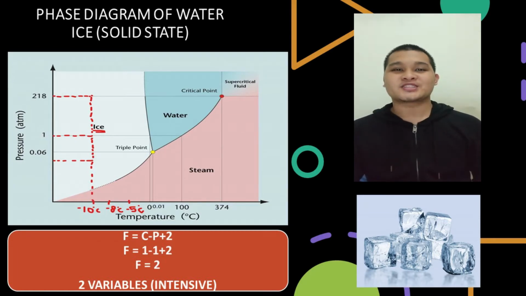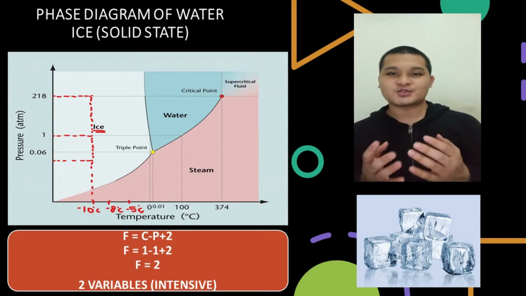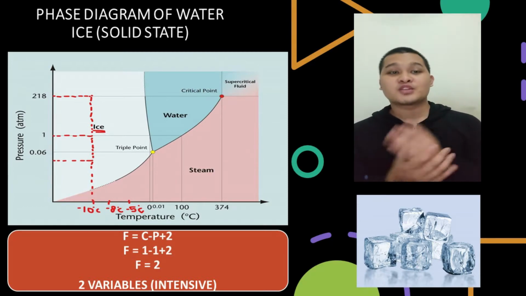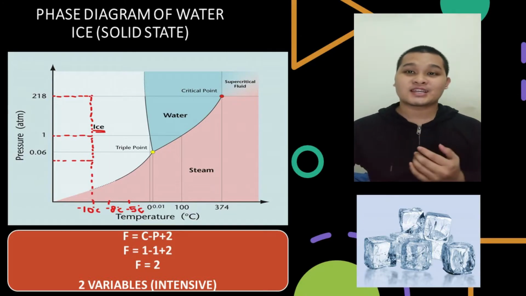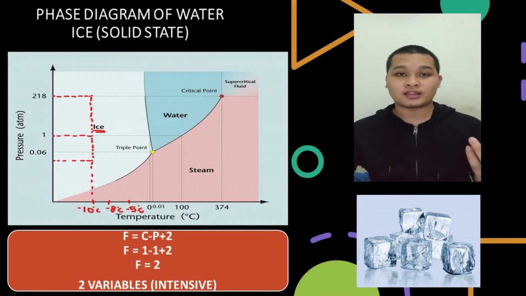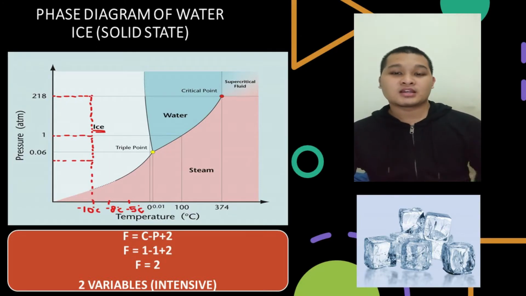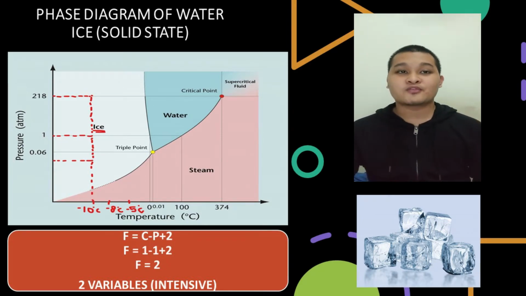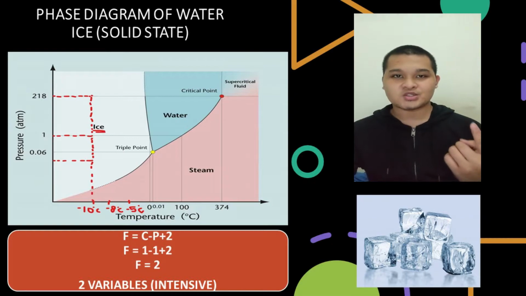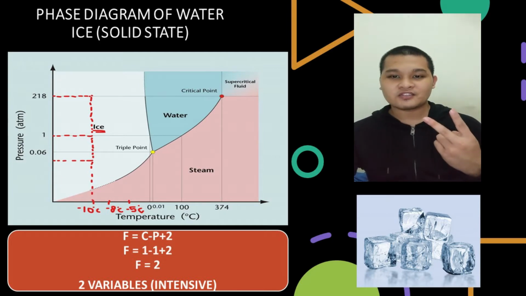So right now, I'll be explaining further on the Gibbs phase rule using a phase diagram. In this video, I'll be using the phase diagram of water instead of carbon dioxide. So let's take a look at the phase diagram if you have water in a solid state of ice. By using the formula F equals C minus P plus 2, we can calculate that for C we are using water, so 1. Then for P we only have one phase, which is solid ice, so 1 plus 2. The answer will be 2. Hence, we will have two intensive variables.